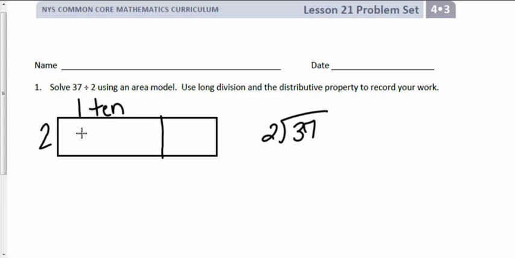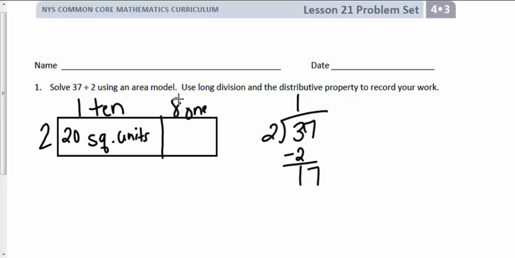So 1 ten times 2, this would be an area of 20 square units, and that would look like this in my long division, 1 times 2, so I subtract 2. That leaves me with 1 ten and 7 ones, which is 17. So how many times does 2 go into 17? Well, 8 times 2 is 16, so I'm going to put 8 ones.